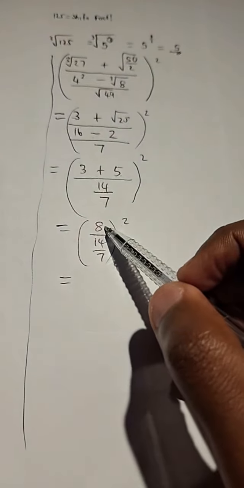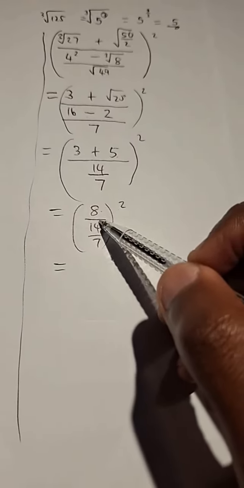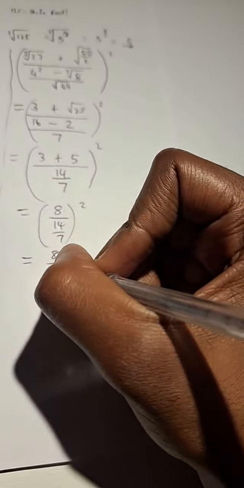I hope you guys see what we have here. We have 8 over the 14 over 7. So let's look at the 14 over 7. What's 14 divided by 7? 14 divided by 7 is 2.